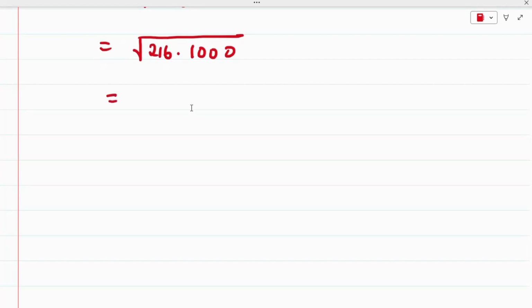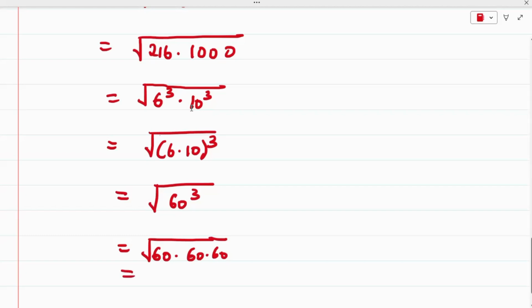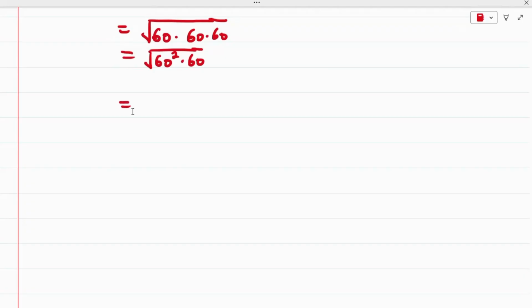So from here, this is equal to the square root of, 216 can be expressed in terms of 6 as 6 raised to the power of 3, multiplied by 1000 which can be expressed in terms of 10 as 10 raised to the power of 3, right? So this is equal to the square root of 6 multiplied by 10 all raised to the power of 3, which is equal to the square root of 6 multiplied by 10 is 60 all raised to the power of 3. And this has become the square root of 60 raised to the power of 3, which can be expressed as 60 multiplied by 60 multiplied by 60. So this is equal to the root of 60 squared multiplied by 60. So this is equal to the root of 60 squared multiplied by the root of 60.